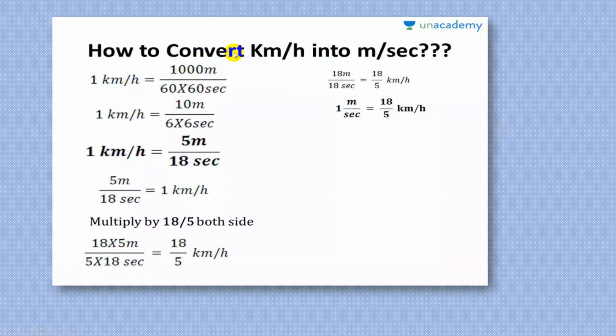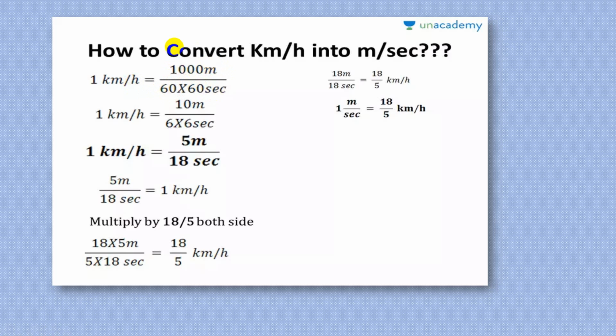Okay. How to convert from kilometer per hour to meter per second. If you have 1 kilometer per hour and you want to change it to meter per second, it means from kilometer to meter, it's times 1000. And then from hour to minute, times 60. And from minute to second, times 60. So the ratio is 1000 divided by 60 times 60.